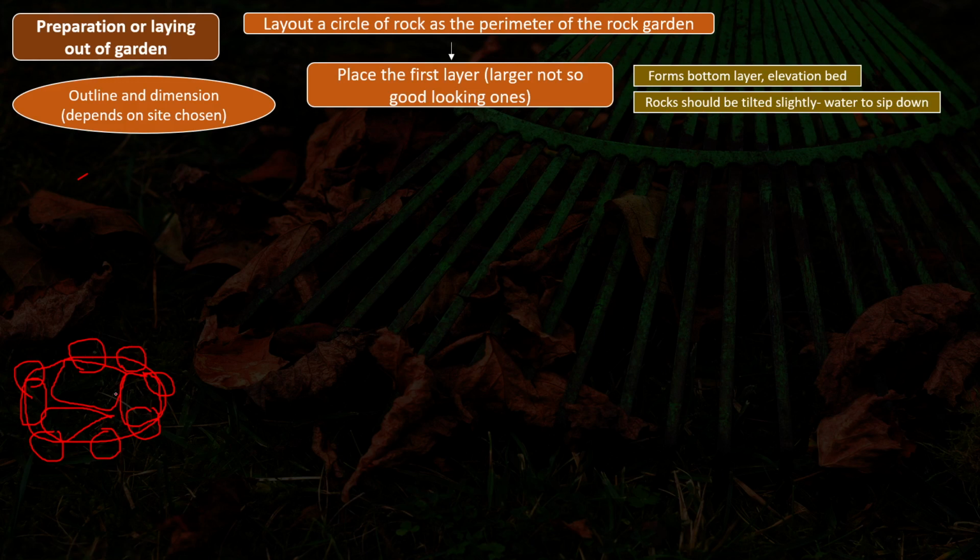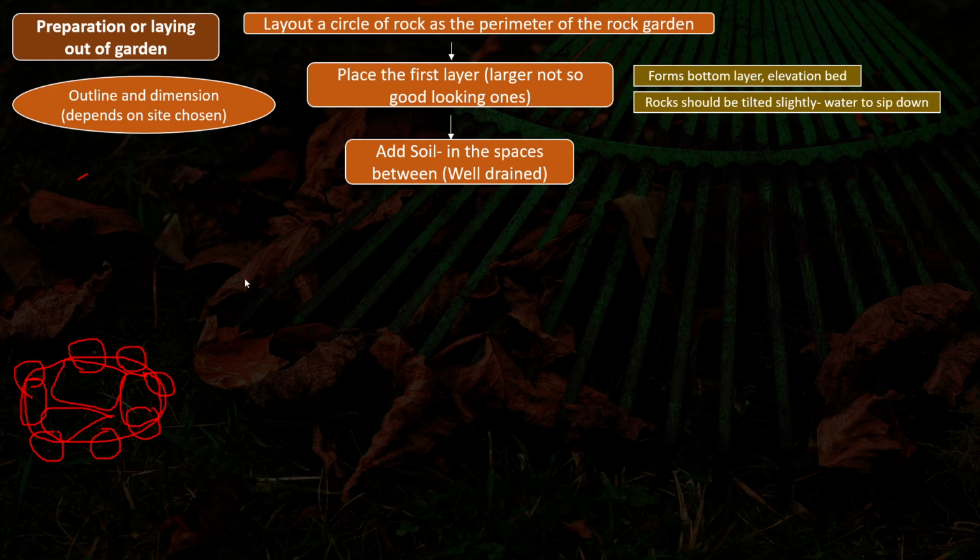So whatever rock you place here, it should be tilted a little bit, it should have space for the water to seep down, otherwise the water will remain over whatever stone is there. Now the next step is add soil in the spaces between.